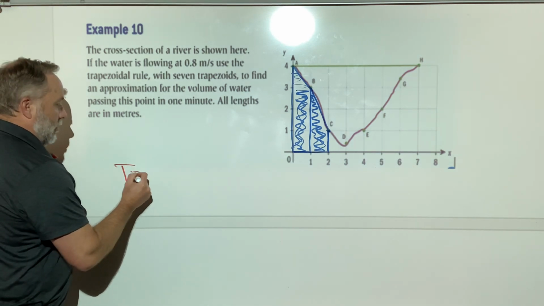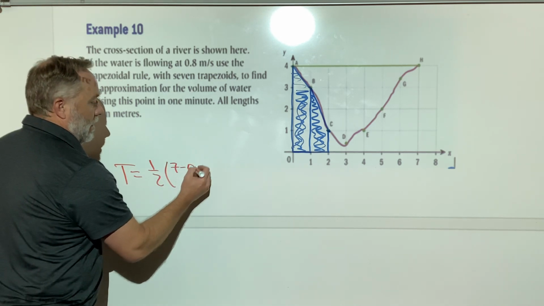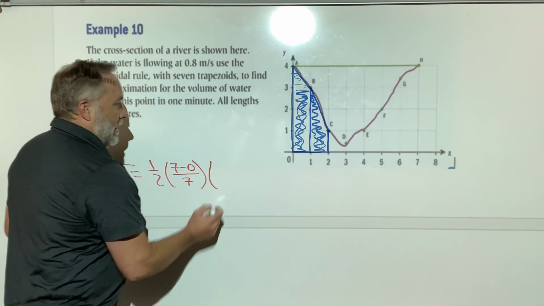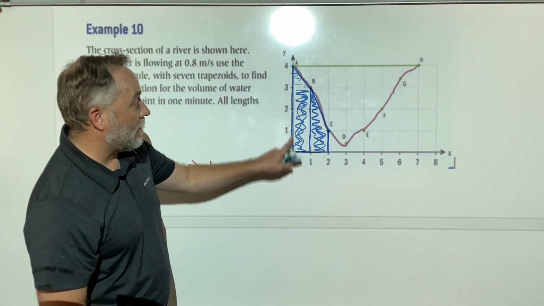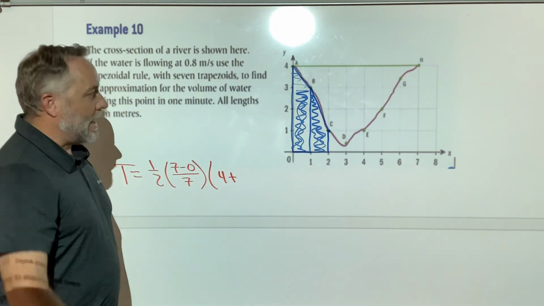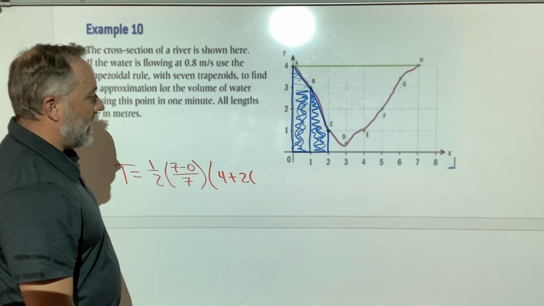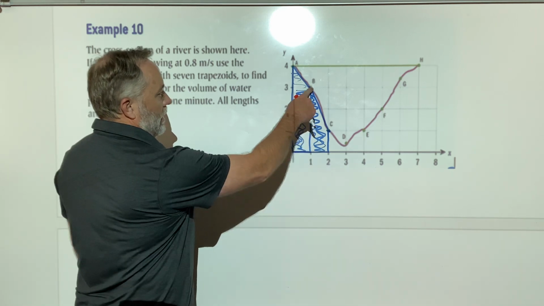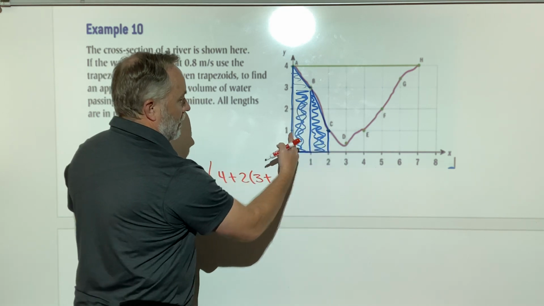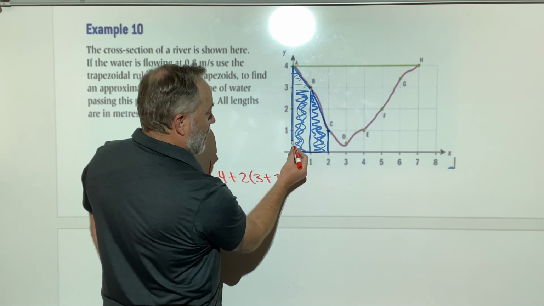So the trapezoidal rule would say 1/2 times, again, 7 minus 0 divided by 7, which is just going to get us 1. But then we multiply that by our exterior height, so that's 4, plus now 2 times every interior point we have. And it's quicker because we can pick these values right off the graph. So this first interior point is at B there, and that's a height of 3. Plus my next interior point, that's a height of 1. Plus the next one, let's approximate that to be 0.5.